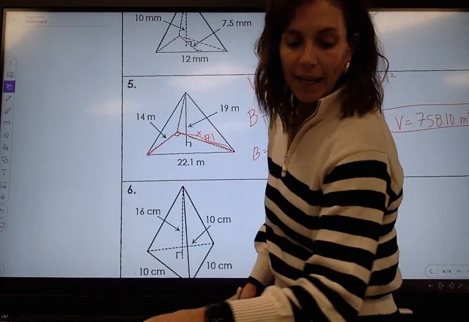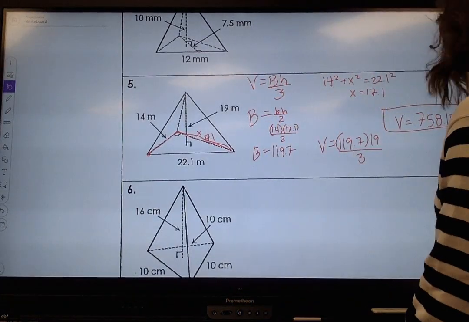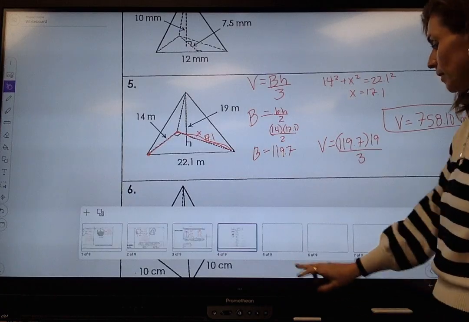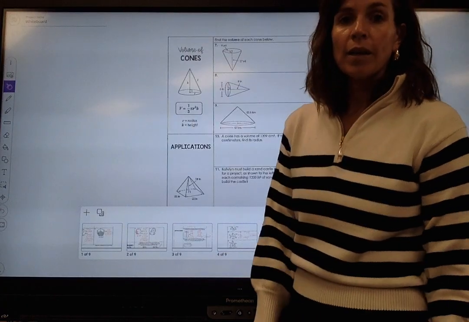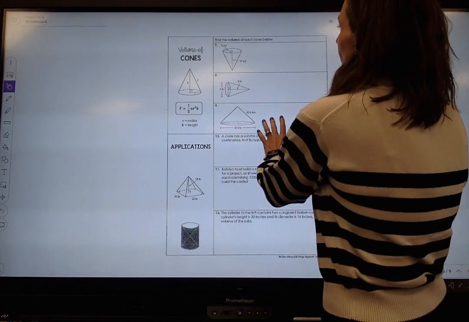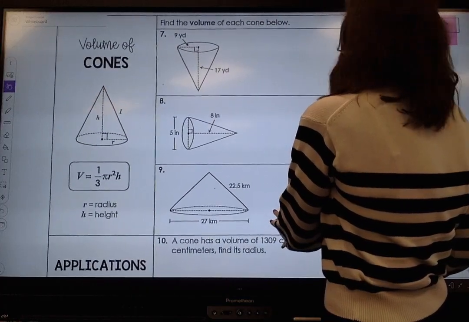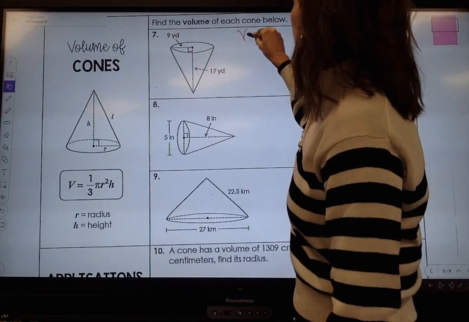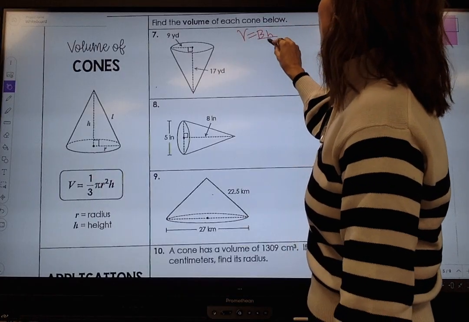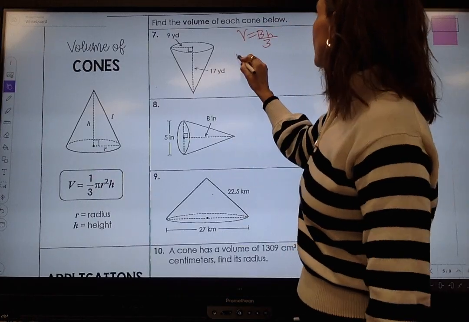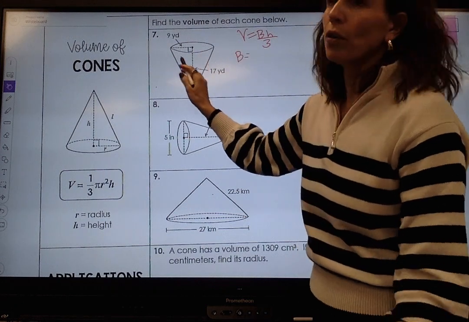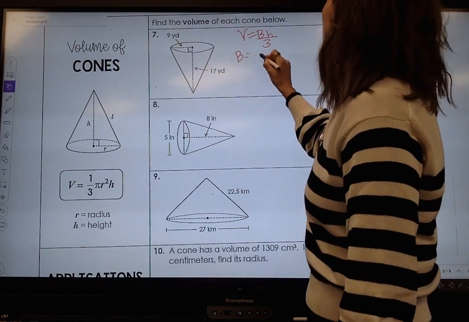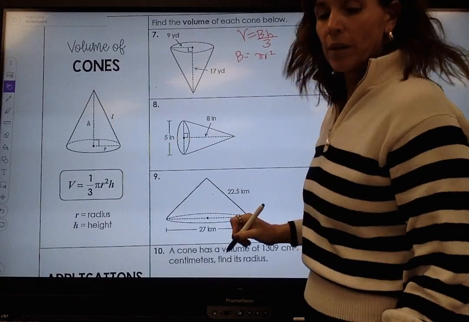So there's the volume of number 5. All right, let's take a look at cones. So go to the next page for me. And it's the same thing here. We're going to do the exact same thing. So really my formula to find the volume of a cone is big B times H divided by 3. But in this case, big B stands for a circle because it's a cone. That's the base. So pi r squared.